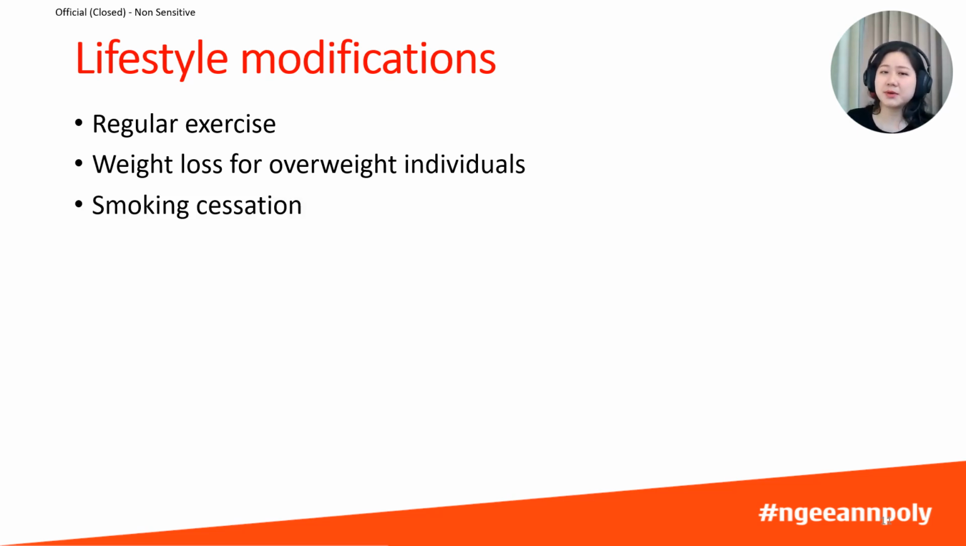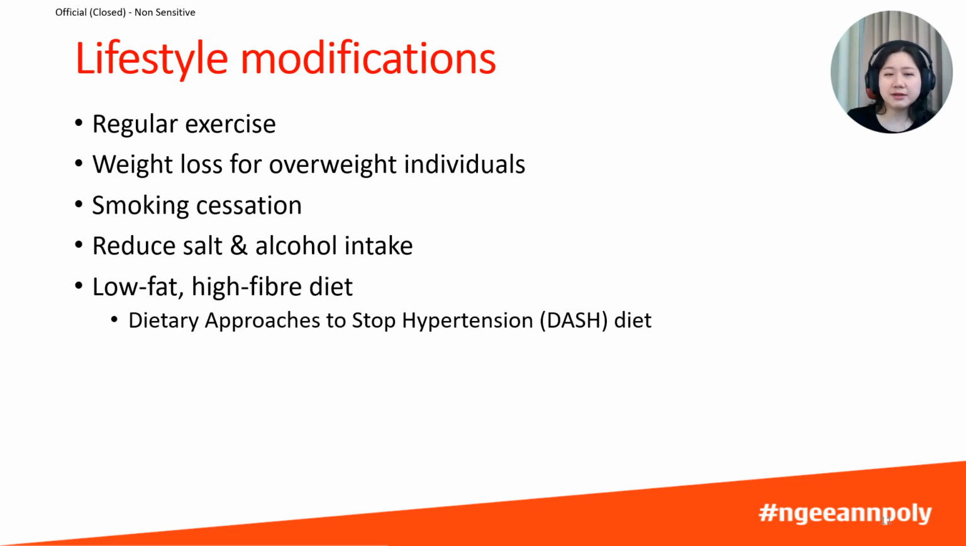Smoking increases blood pressure due to its nicotine content. So quitting smoking can help to lower blood pressure and also reduce the risk of heart disease. Reducing salt in the diet also helps to lower blood pressure. Alcohol consumption should also be limited to at most 2 drinks per day for men and 1 drink per day for women. A healthy, low-fat, high-fiber diet can also help to reduce blood pressure.